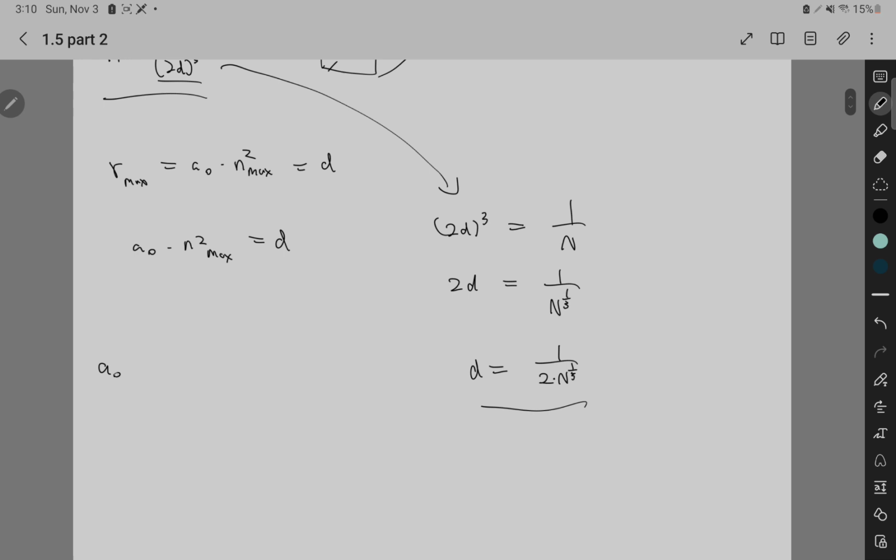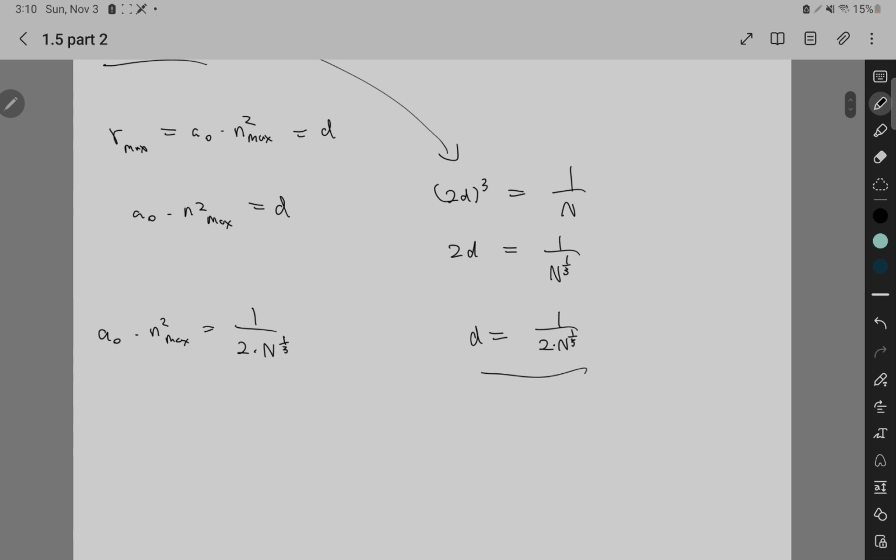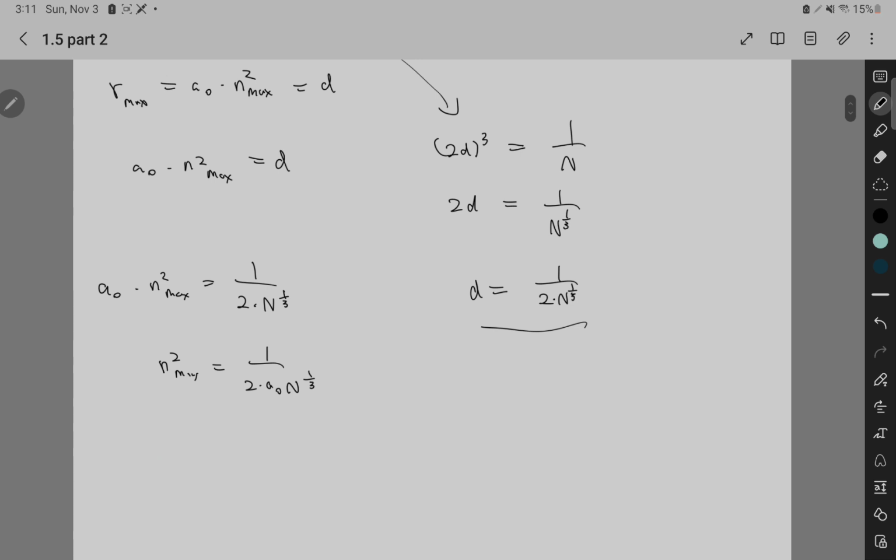So if this is our D, then we have A0 times n squared max is equal to 1 over 2 times n to the power of 1 over 3. So this is what we have here. Then now you can move the A to the bottom. So this gives us n squared max is equal to 1 over 2 times A0 and 1 over 3. And so we basically just take the square root.